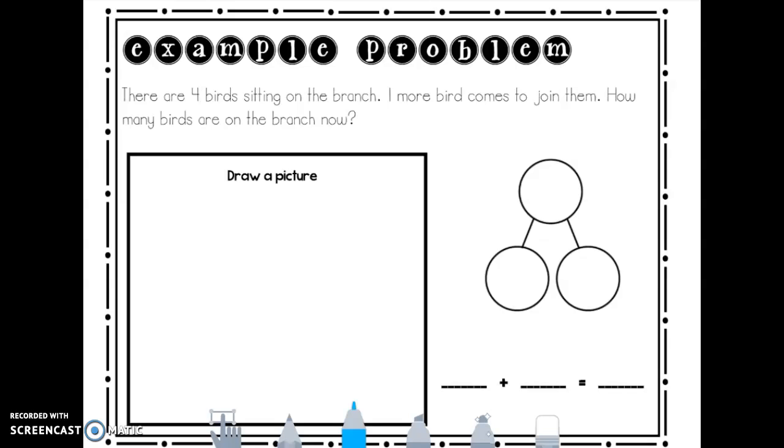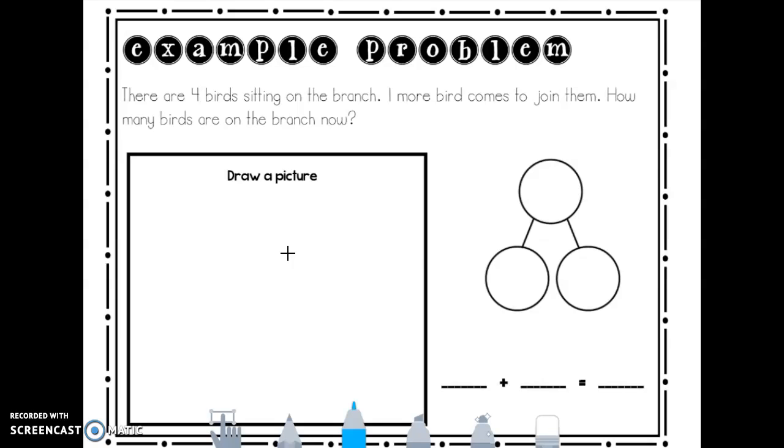I wanted to show you a few different examples of what you might see in your math problem booklet that we made for you, just so everyone knows what you're supposed to do in each section of this paper. So here's an example problem. It's not in your packet, but you might hear a problem like this.